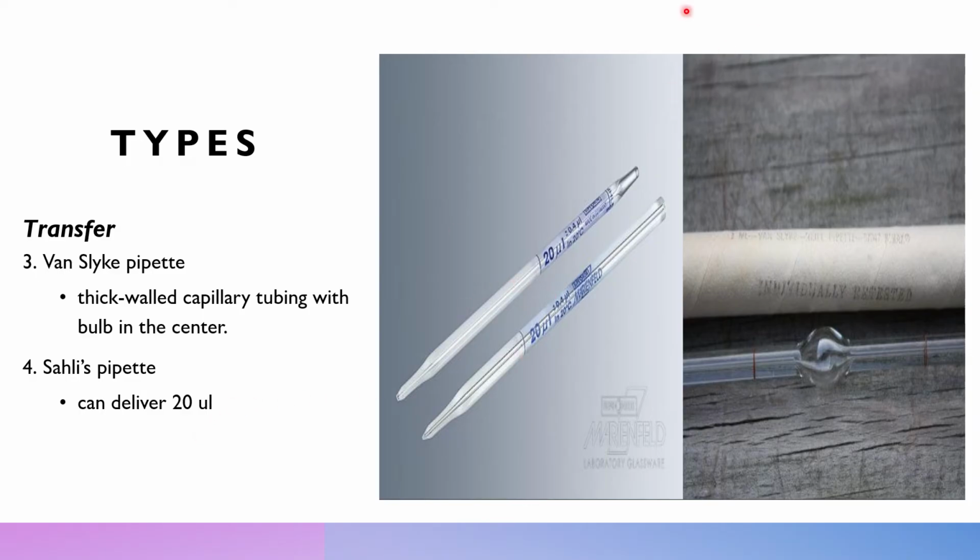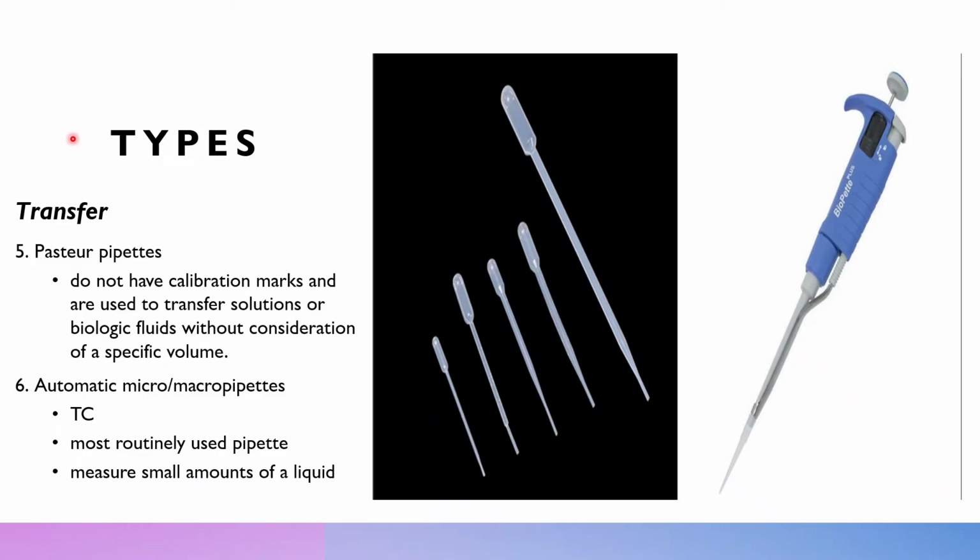Another example of a transfer pipette are the Pasteur pipettes. They do not have any calibration marks and are used to transfer solutions or biologic fluids without consideration of a specific volume. So again, these are Pasteur pipettes. They transfer fluid without consideration of a specific volume.